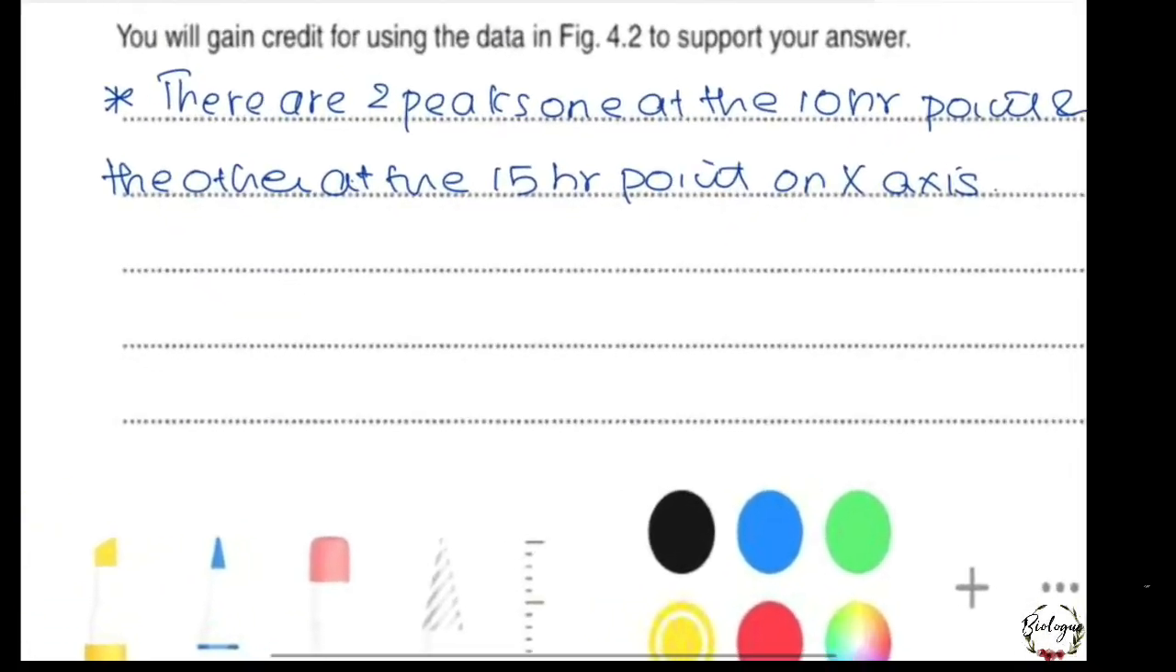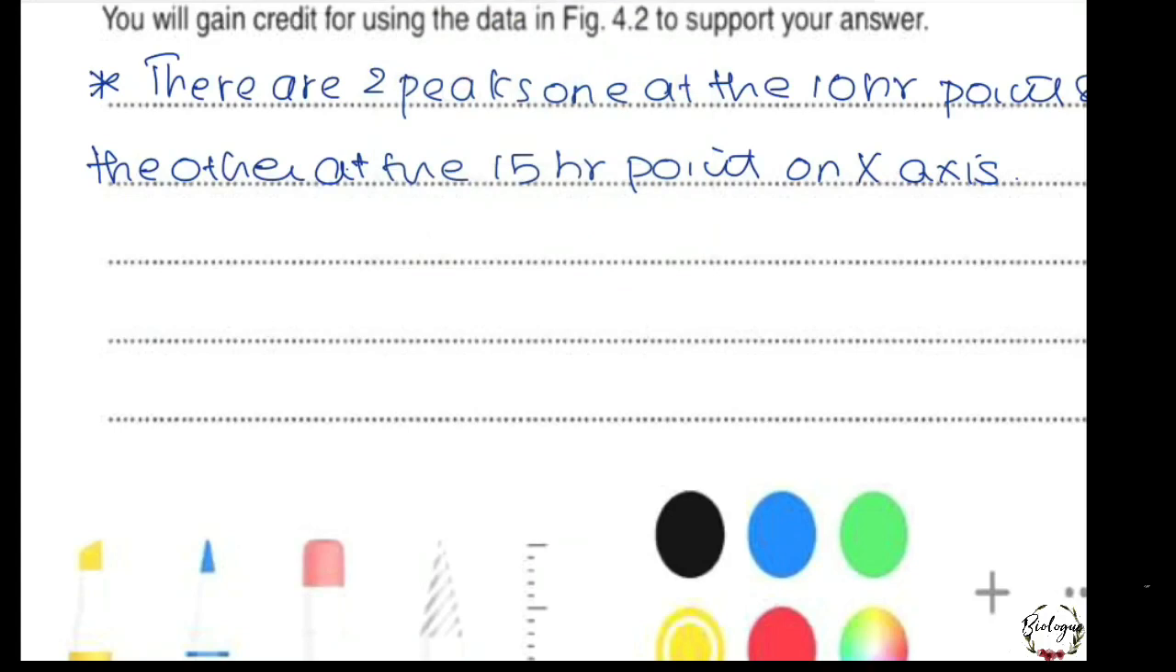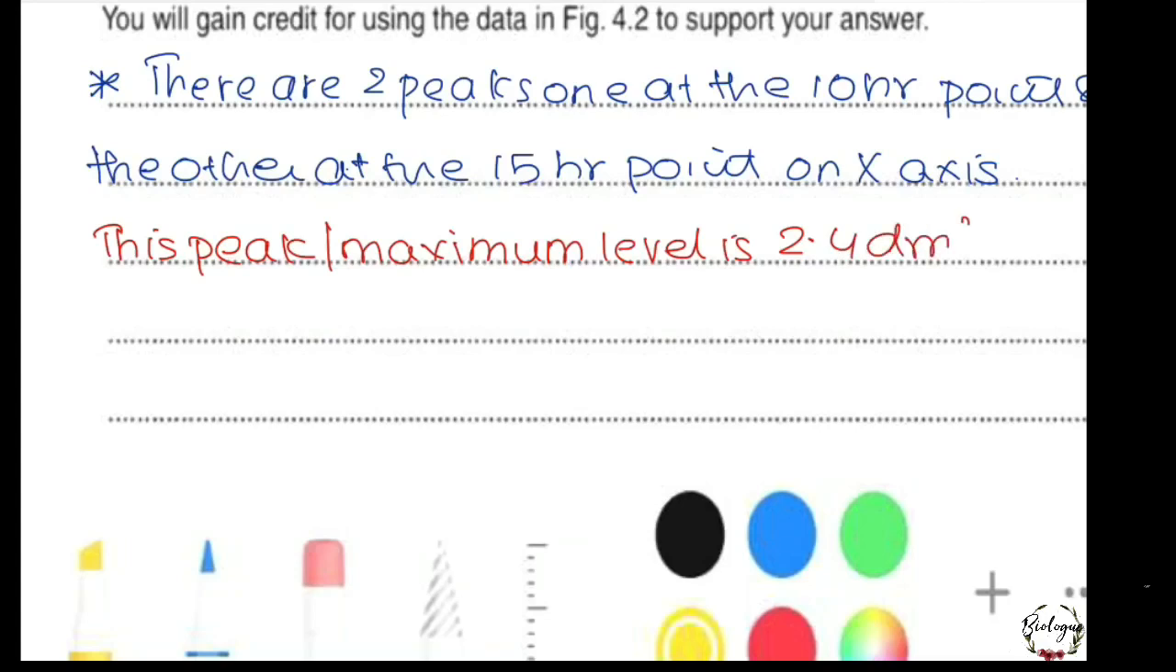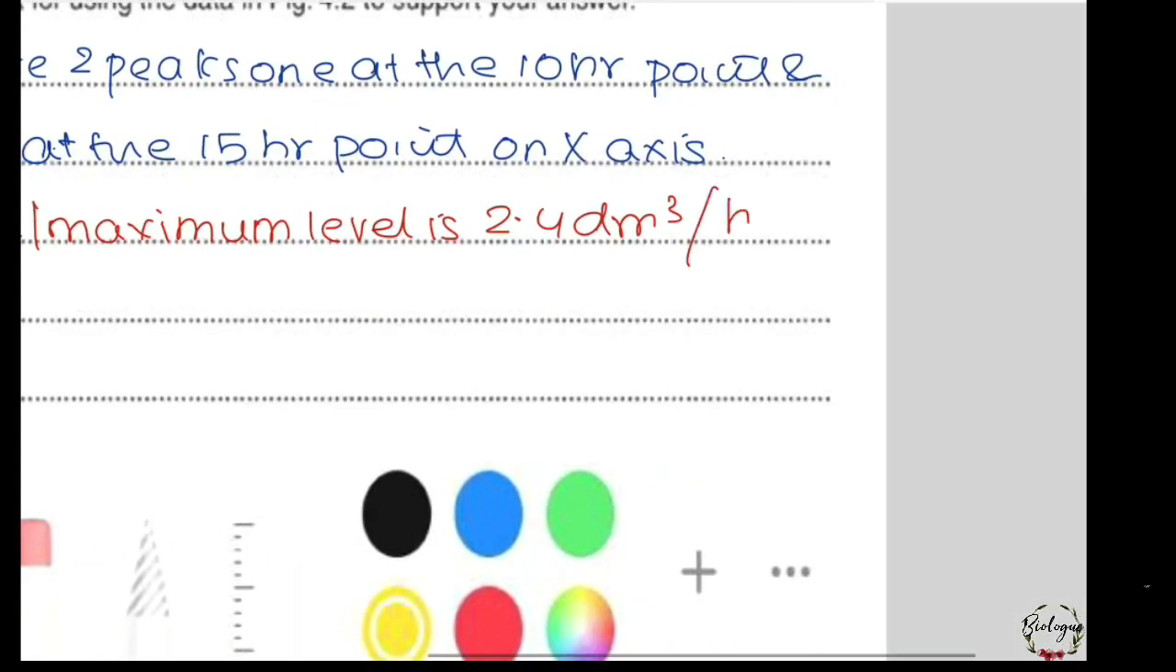So as I mentioned, you can actually add this point. This peak level or optimum maximum level is 2.4 dm cube per hour per unit time.